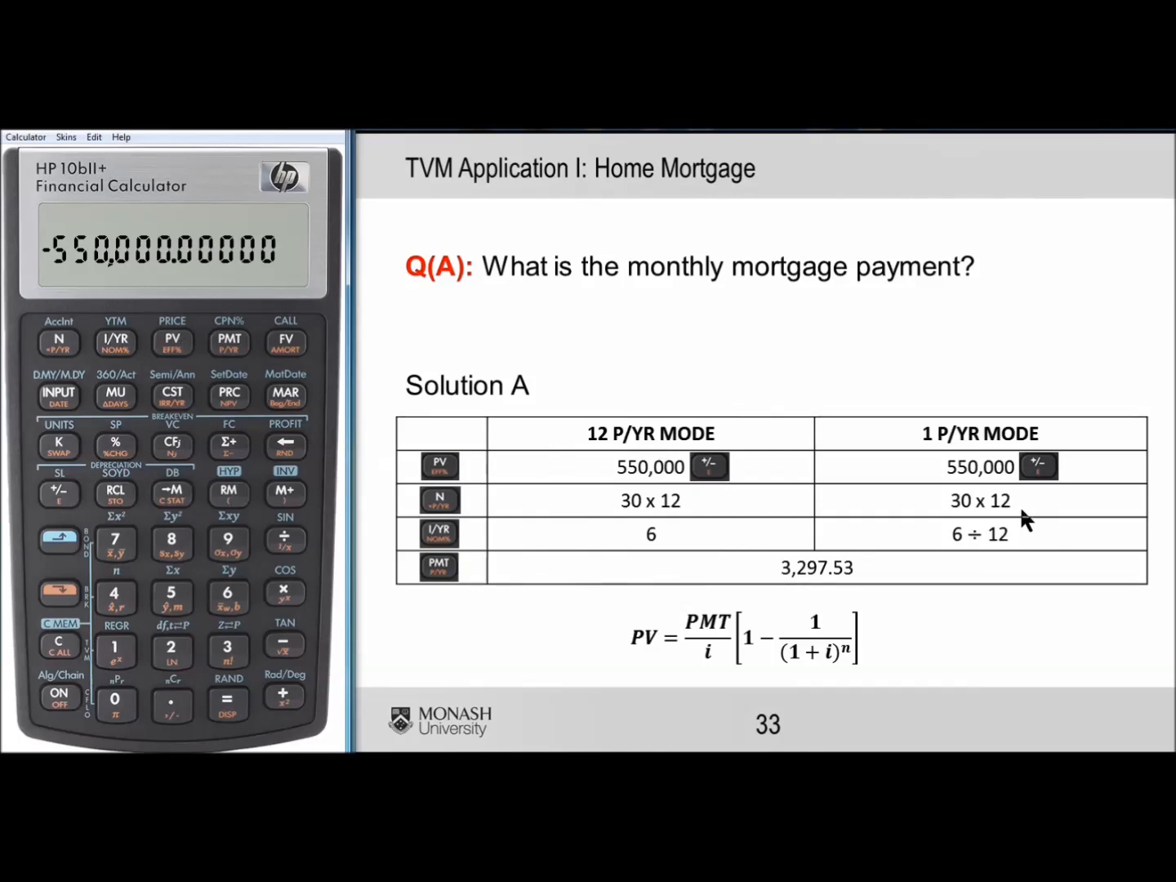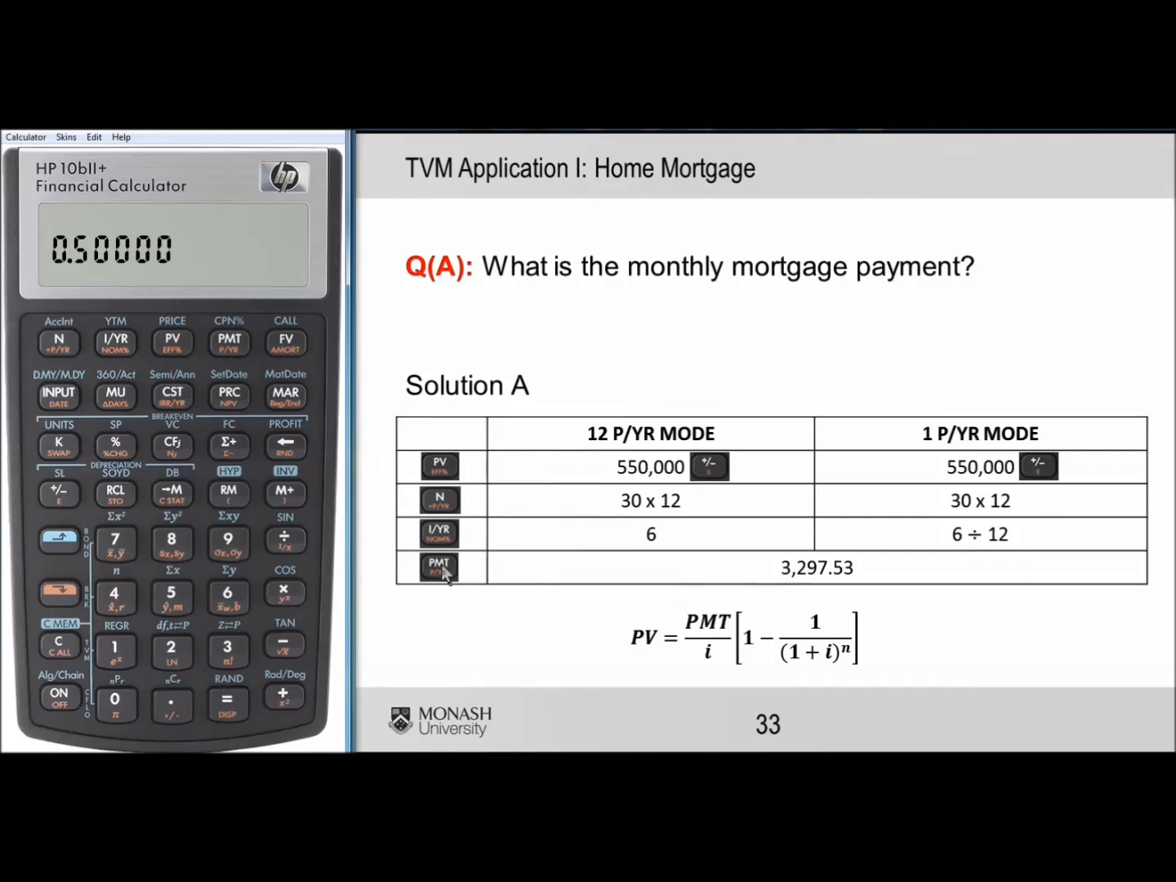Next, since this is a monthly payment, the compounding frequency is monthly. My calculator is in one payment per year mode, so we need to adjust both N and I/YR. So N is 30 times 12, N. So we have 30 years with 12 months in a year. And interest rate is 6% per year divided by 12. 6 divided by 12. That is our interest rate.